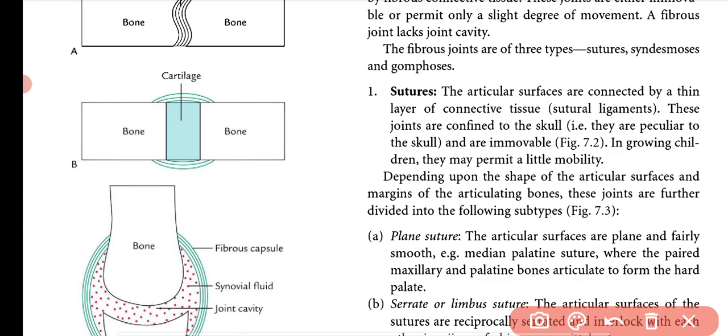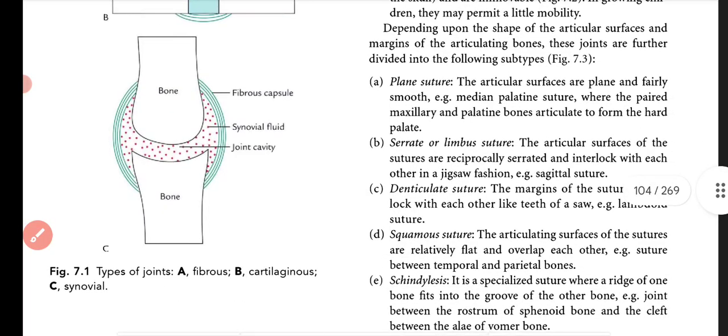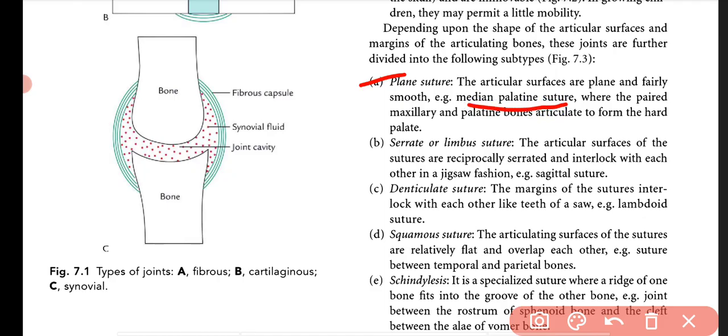Depending upon the shape of the articular surfaces and the margins, these sutures are further subdivided into subtypes such as plain suture, number one. Here the articular surfaces are plain and fairly smooth, such as the median palatine suture, where the paired maxillary and palatine bones articulate to form the hard palate.